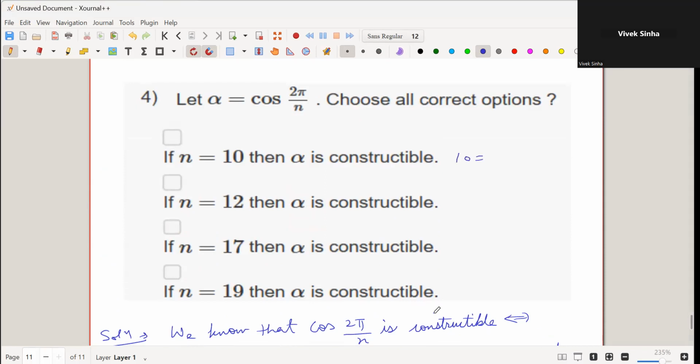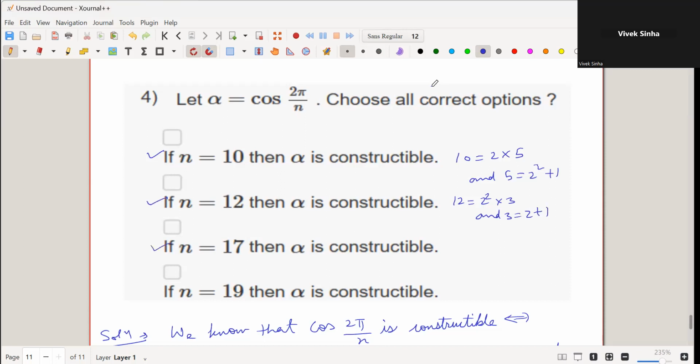10 is equal to 2 into 5, and 5 is 2 square plus 1. So this is a Fermat prime, so this condition is okay. Option D will not be the right option. Okay. So 12 is 2 square into 3, so this is 4 into 3, and 3 is also a Fermat prime. So this is also correct.